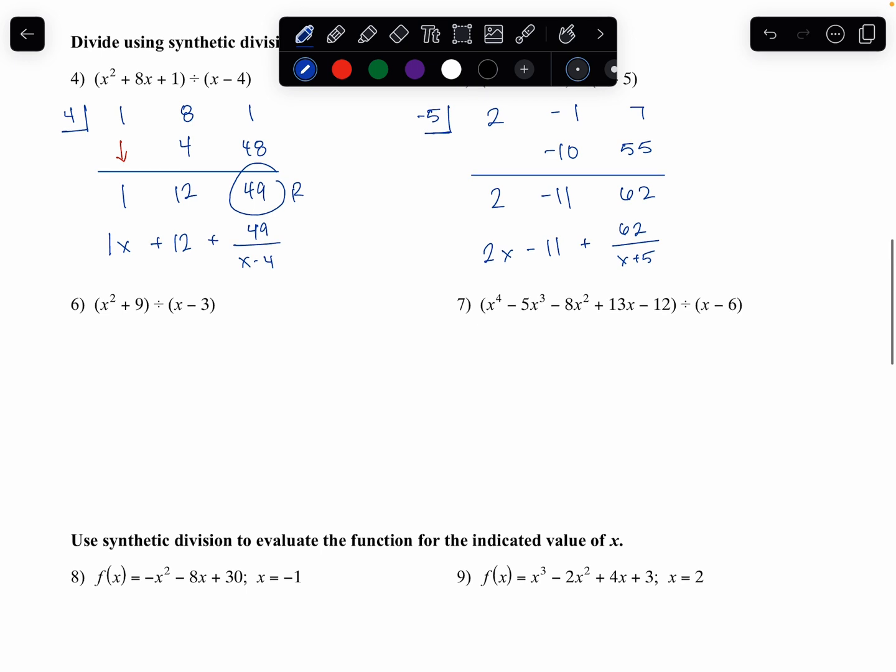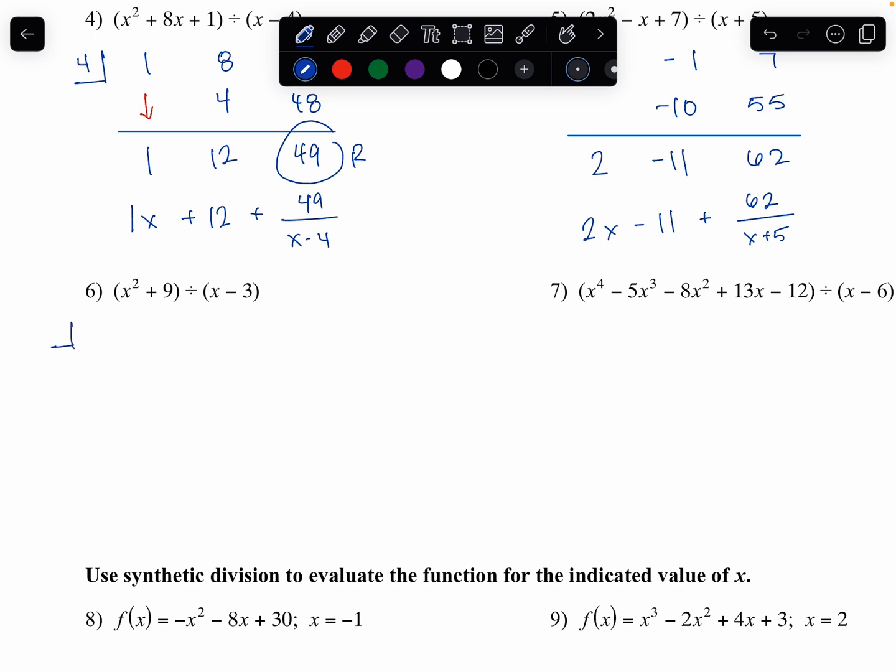Now the next one, we have to be careful because we're going to need a placeholder. So first of all, the box number that we're going to use is 3 because that's what's going to make that equal to 0. And then we're going to use the coefficients here, but notice that this doesn't have a middle term. So the coefficients are 1, 0 for that middle term, and then 9.